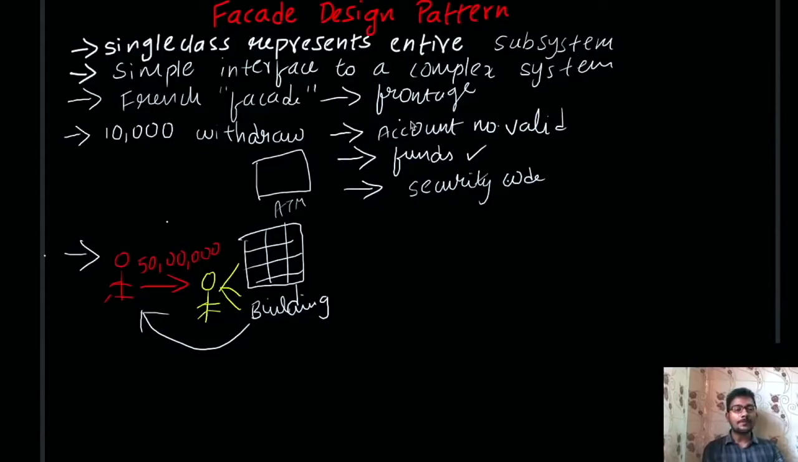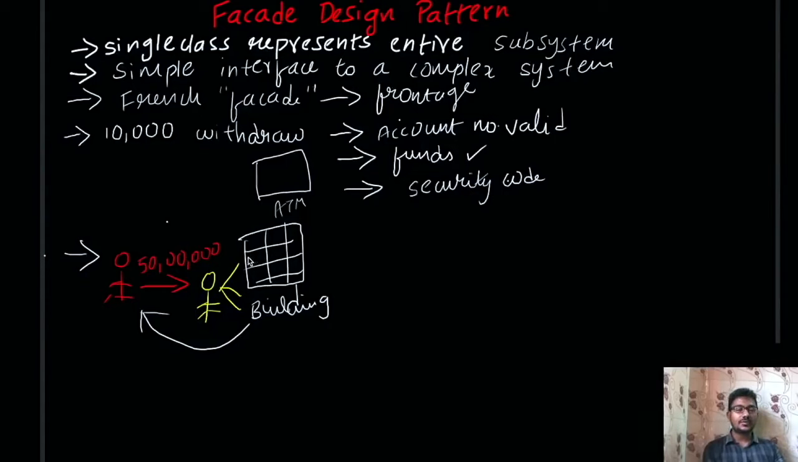These are the complex things that are handled behind the screen. For the end user, the interface is very simple. You can just click on some button and give the amount that you need to withdraw. The interface is very simple. So this falls under the facade design pattern: a simple interface to a complex system.